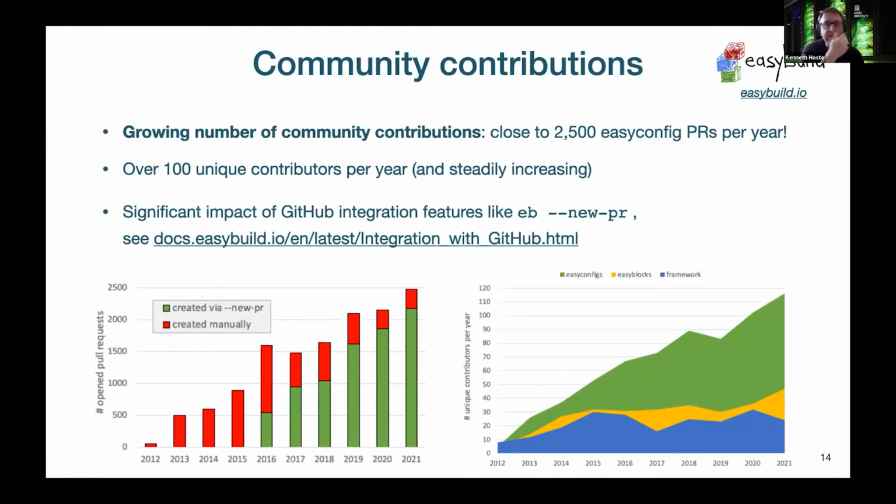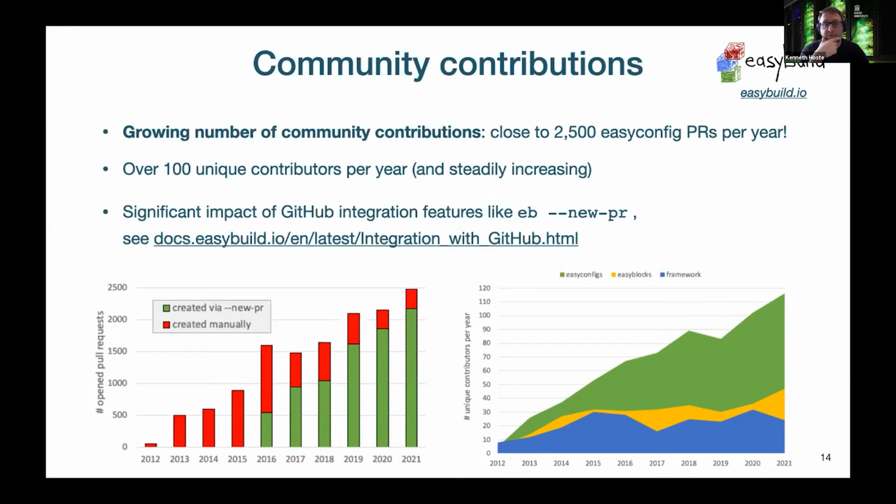Then looking at the EasyBuild community, what we're seeing here over the years, the number of contributions we're getting is steadily growing. So last year we had close to 2,500 easyconfig pull requests per year. So that's not even talking about the other components of EasyBuild, easyblocks, and the core, the EasyBuild framework. And we're getting those from over 100 different contributors.